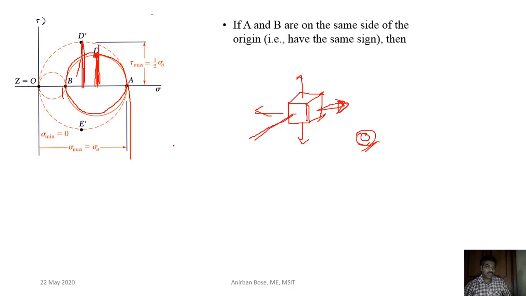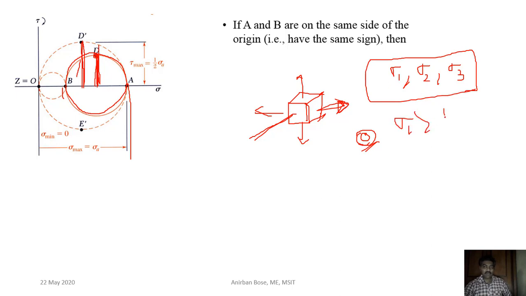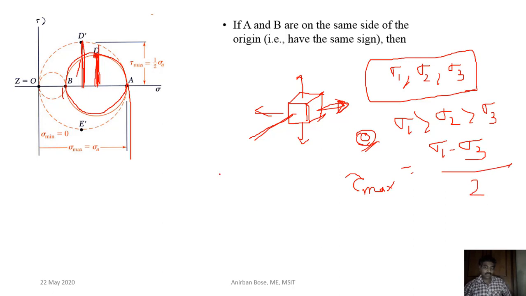So what you have to see is that you first have to find out the values of sigma 1, sigma 2 and sigma 3, and then you order them, which one is more, which one is less. If the situation is that sigma 1 is more than sigma 2 and is more than sigma 3, then remember maximum shear stress will be sigma 1 minus sigma 3 divided by 2. So this is what you have to remember.